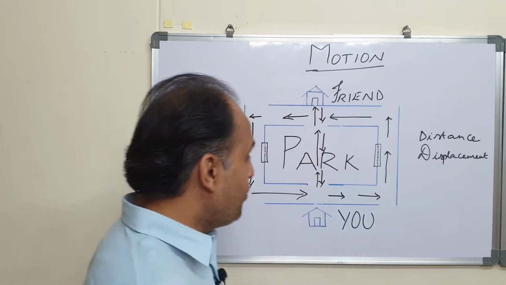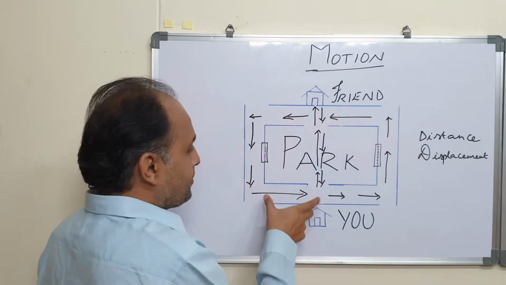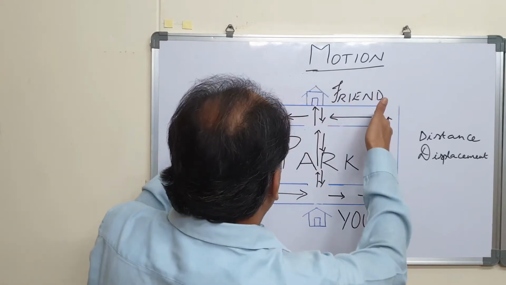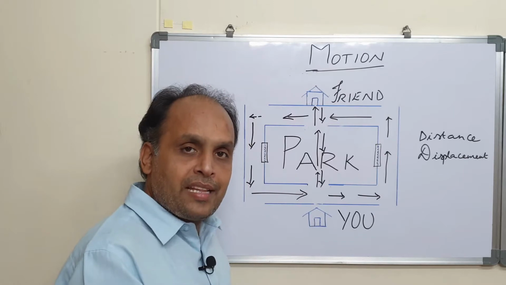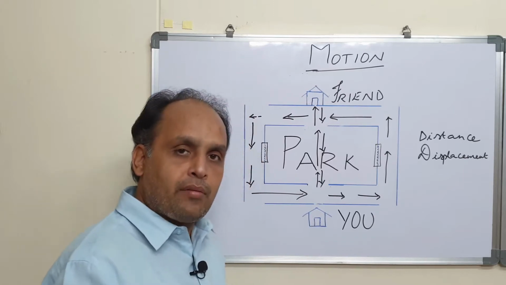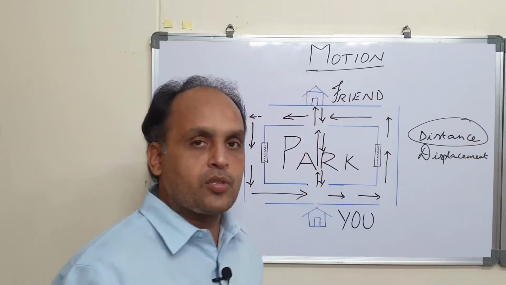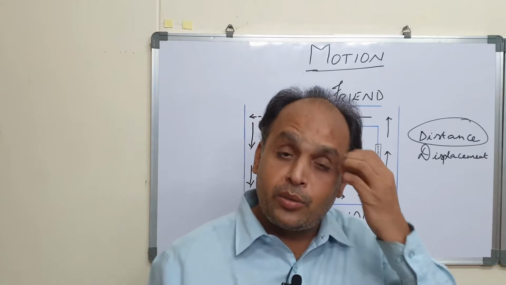Now, if you add all these lengths, from here to here, then this, then this, then this, and again this. If you add all these lengths of the path that you have covered, that will give you distance. Because we discussed that distance is the total length of the path covered by a body during its course of motion.